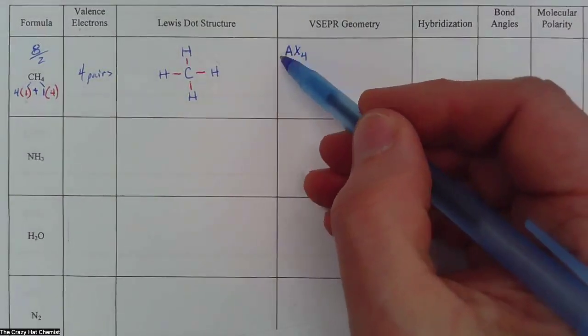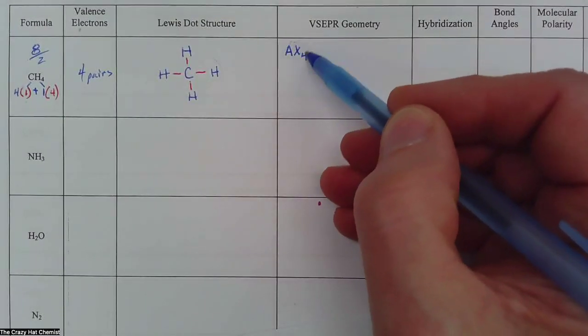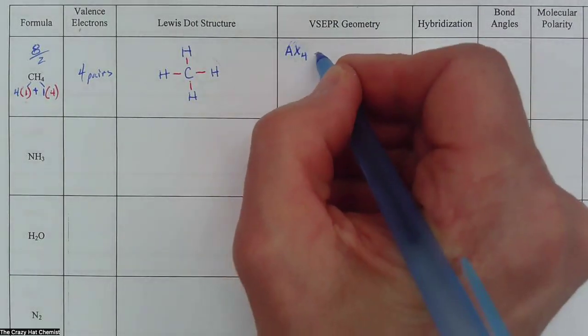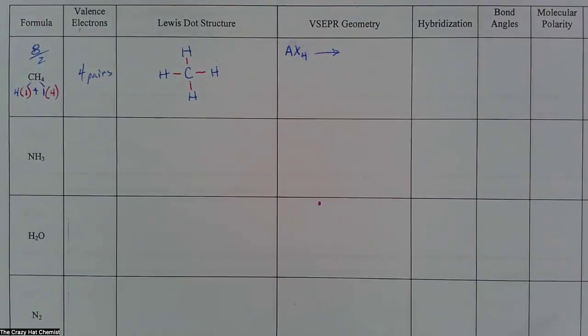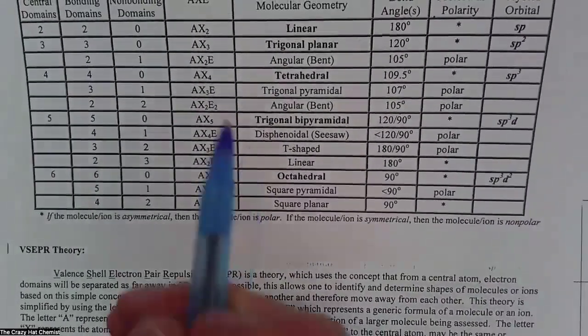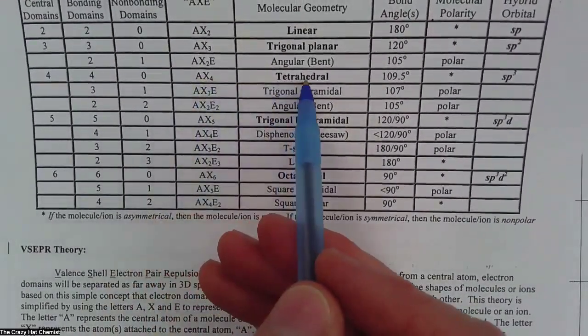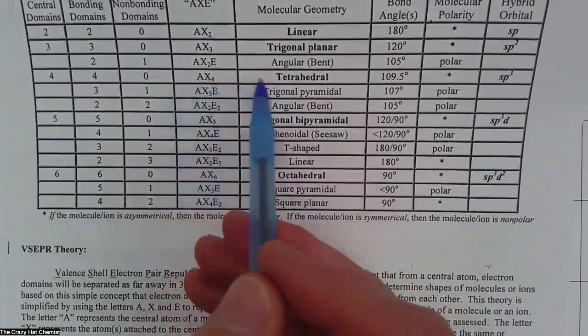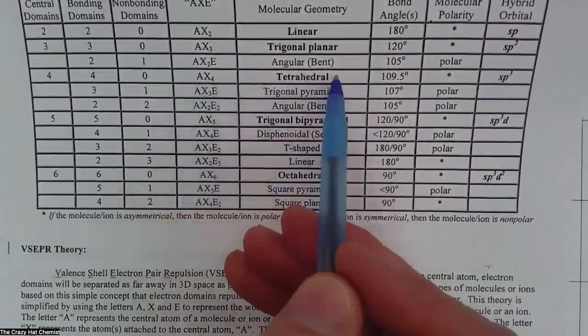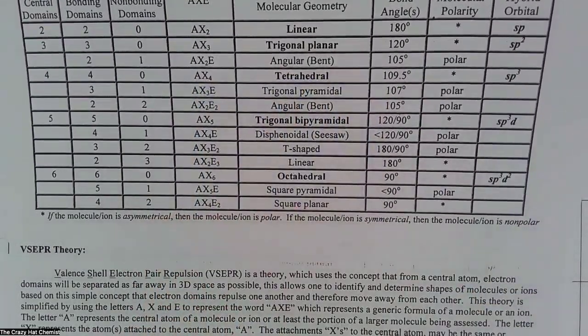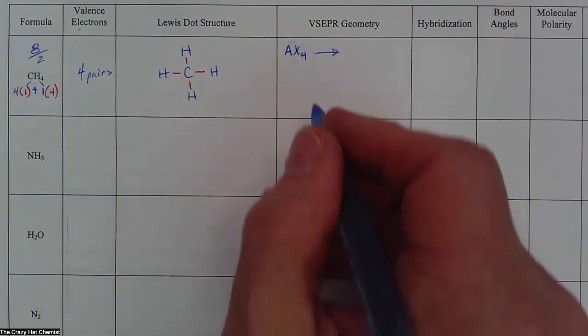So this is actually not the answer here. Okay, this gets you to the answer. The answer is the name of the shape. So what's the name of the shape associated with AX4? That's tetrahedral. This is horizontally located here, AX4 and tetrahedral. That's why this sheet of paper is so important.